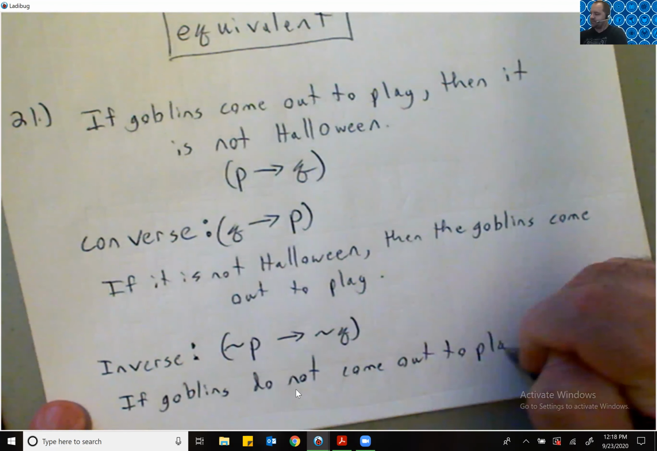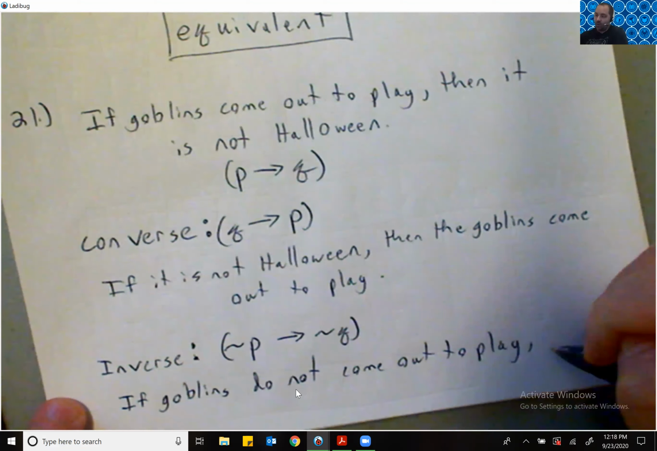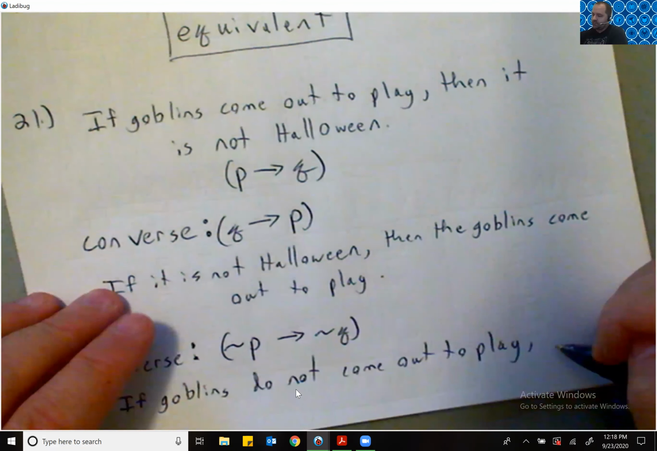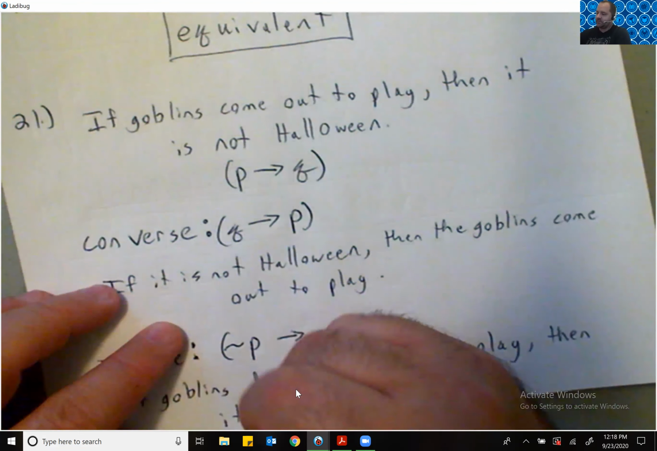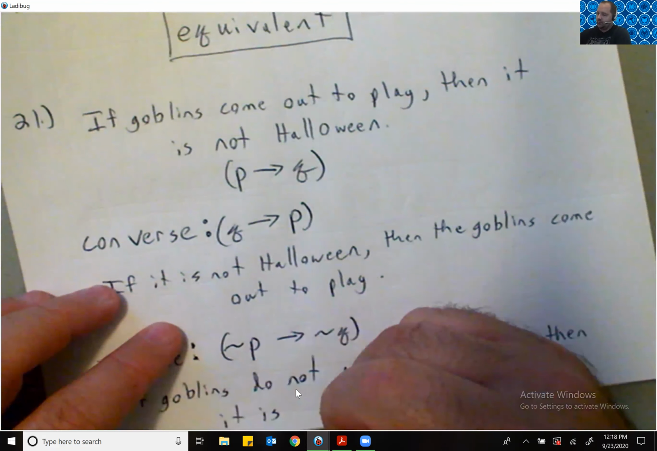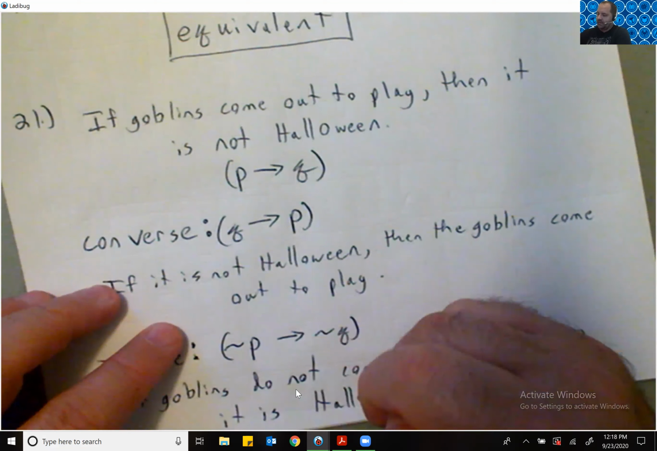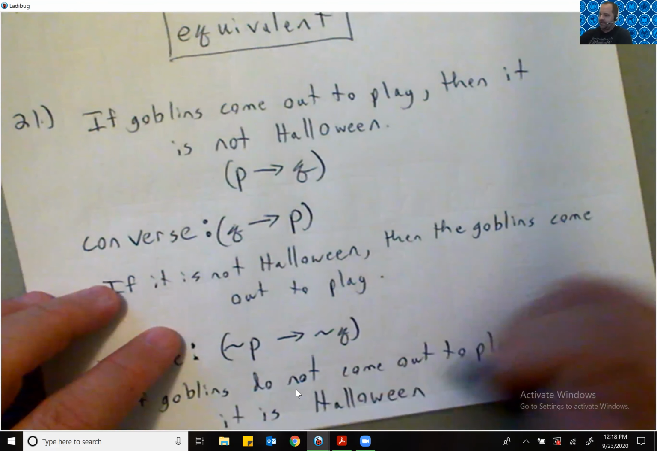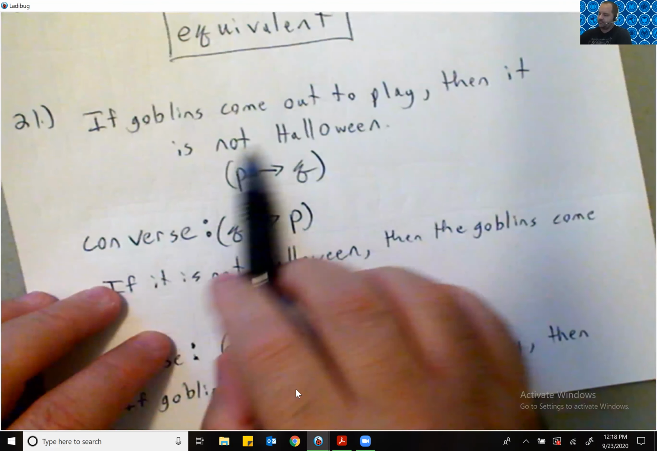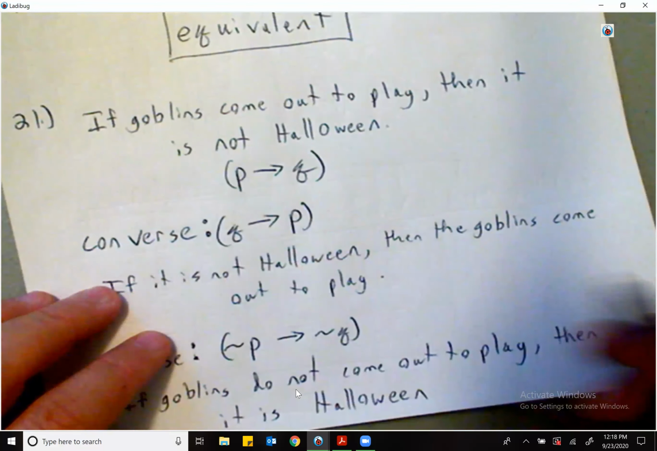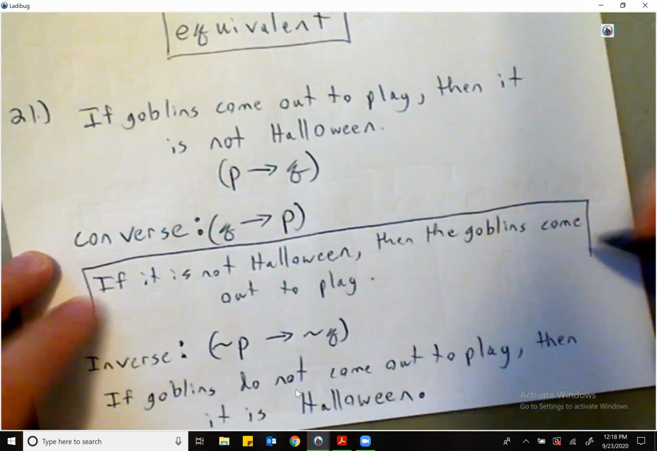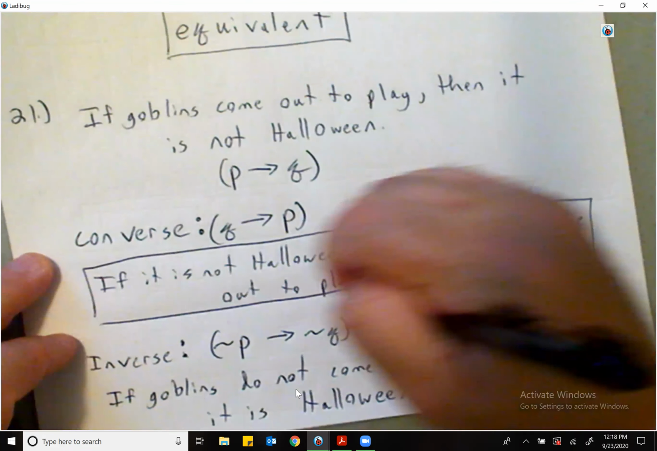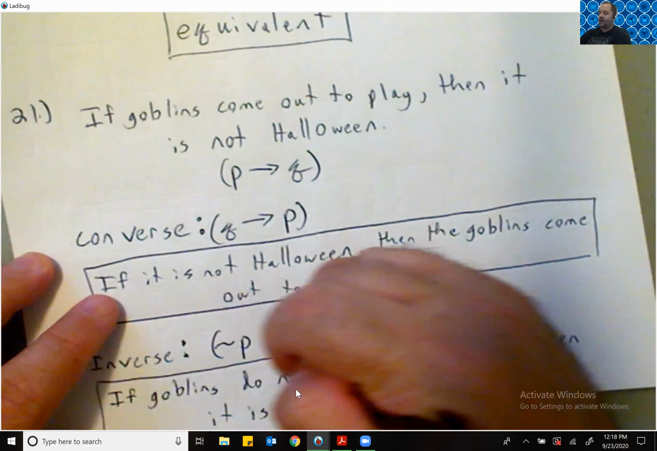So if goblins do not come out to play, or you can say don't come out to play, then it is Halloween, because you unnegate the negation that was there. Perfect. Okay. And I'm guessing the contrapositive is where you switch the order and also negate it. You got it. That's the idea.